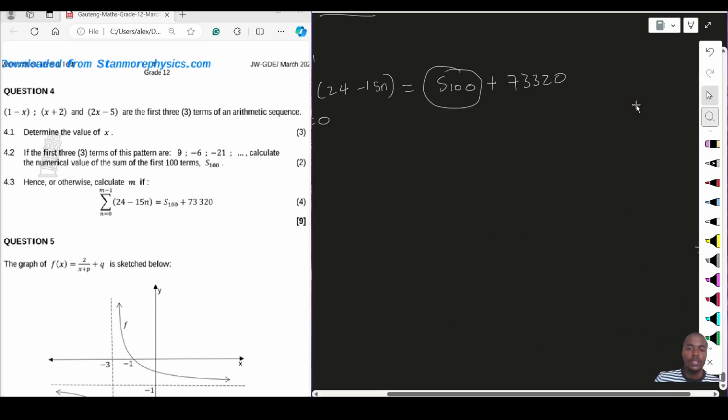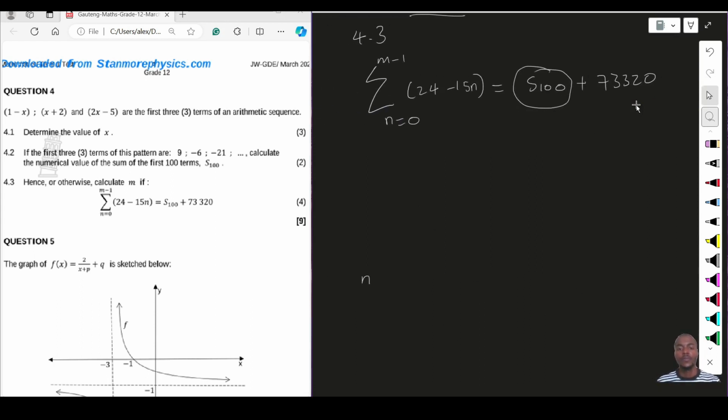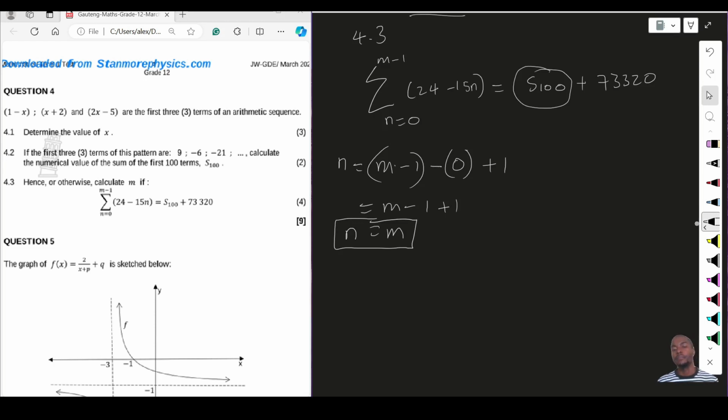Paste this again. So we are going to say, the number of terms, n. You can say n is equal to what? 0. No, not 0. What is the top number? It's m minus 1 minus 0 plus 1. So this is equal to what? m minus 1 plus 1, which is equal to m. So it means n is equal to m.